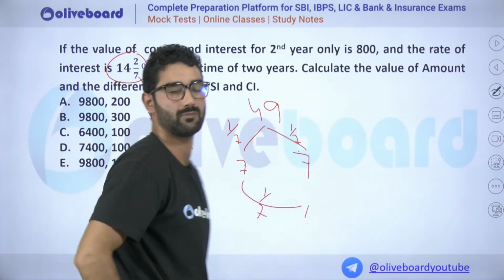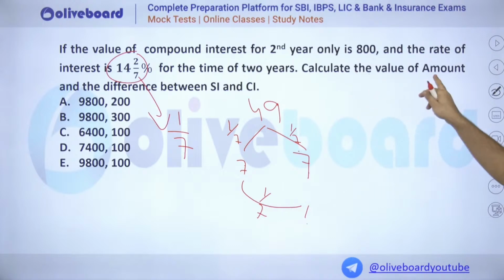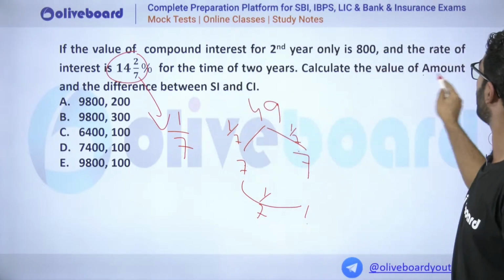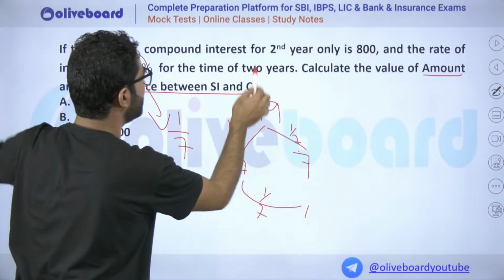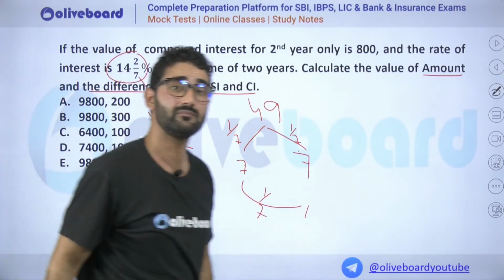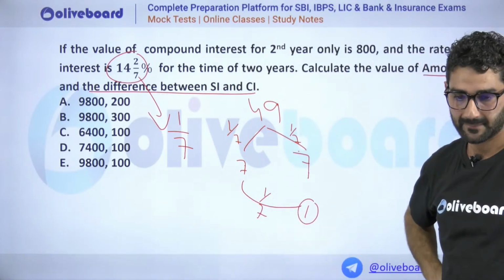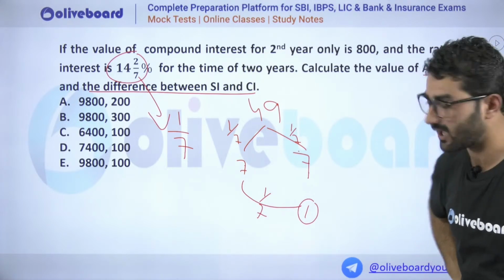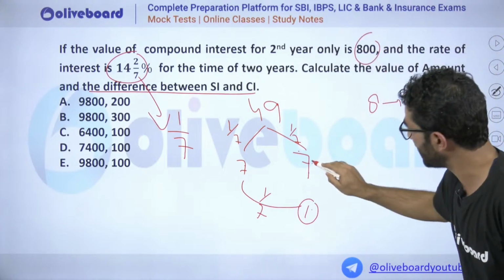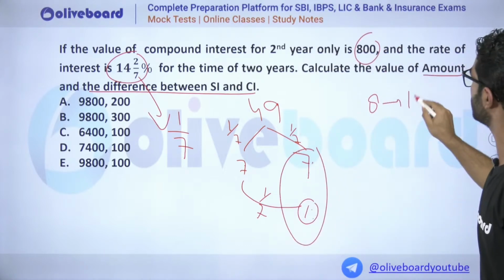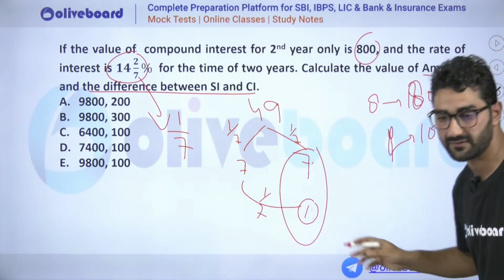This and this is nothing but the compound interest. Sum of them all will be compounded. But the thing is that you calculate the value of the amount, and the difference between simple interest and compound interest. This one is nothing but the difference. From this 7 and 8, it was 7 plus 8, compound interest for the second year. It was how much? Sir, 800. We got it fast. 1 unit will be how much? 100. Hope it is clear to everyone.